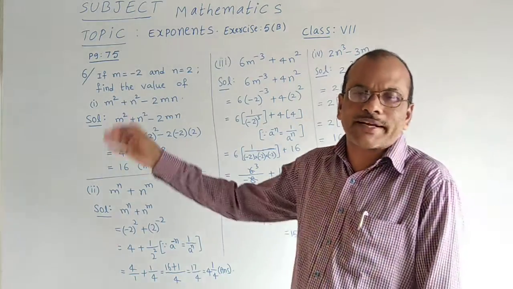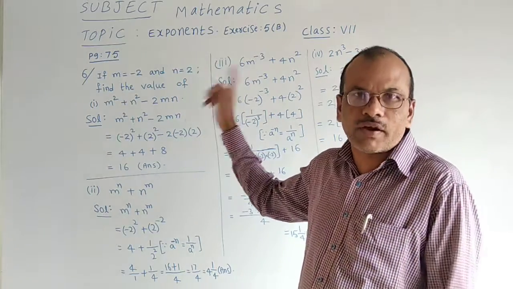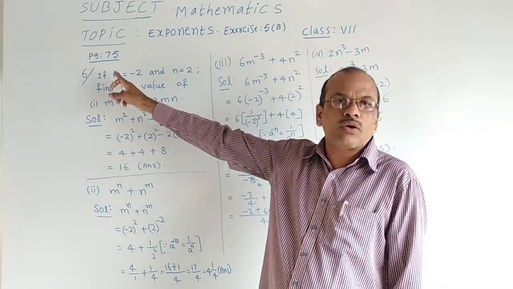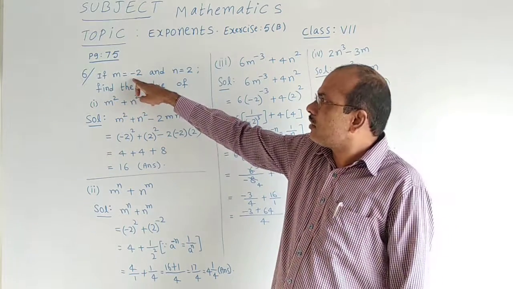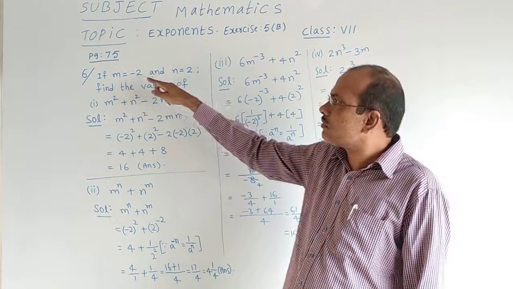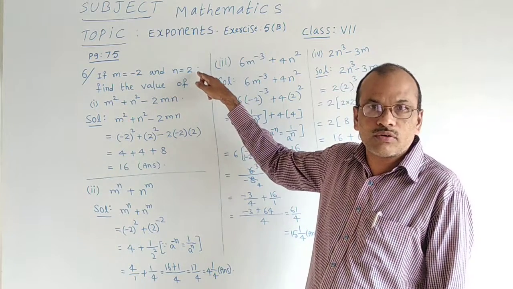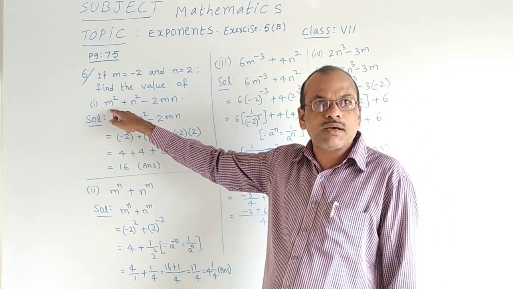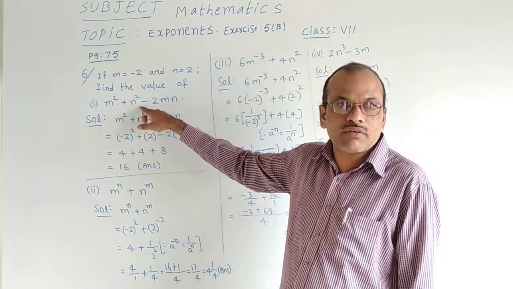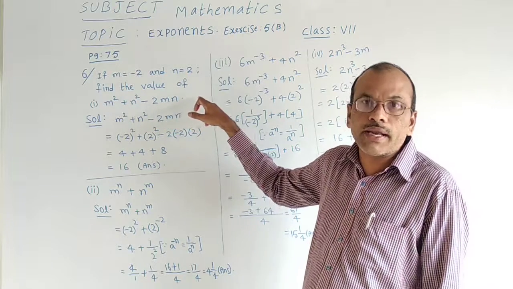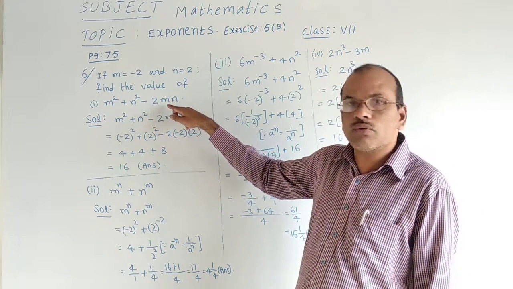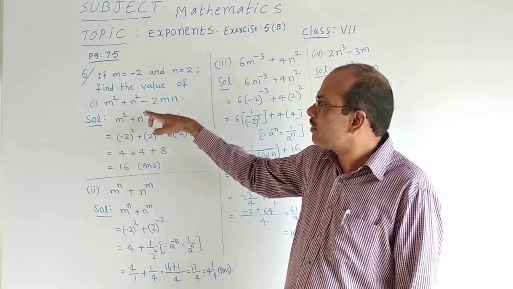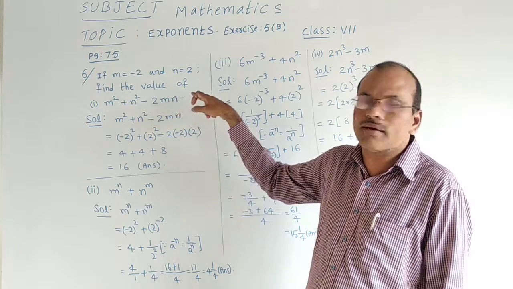We were in the chapter exponents, exercise 5b on page number 75. Let us see question number 6. If m is equal to minus 2 and n is equal to 2, find the value of the first bit: m square plus n square minus 2mn.